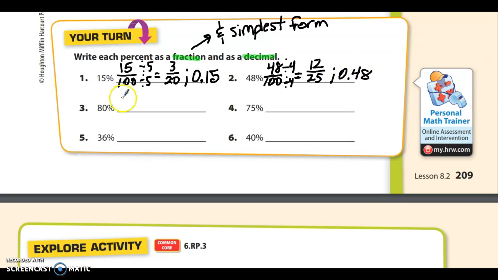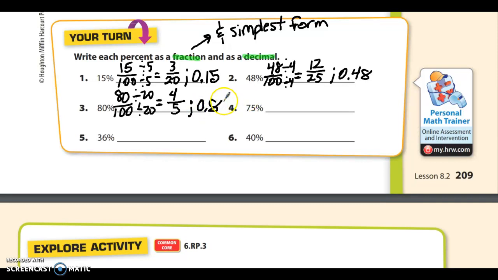Number 3, 80%. You might have this one memorized. Do you remember memorizing from lesson 8-1? 80 hundredths share a factor of 20. 80 divided by 20 is 4, and 100 divided by 20 is 5, so it's 4/5. We memorized that one. And as a decimal, this is going to look a little different than you think. I'm not going to write 0.80, I'm going to write 0.8.